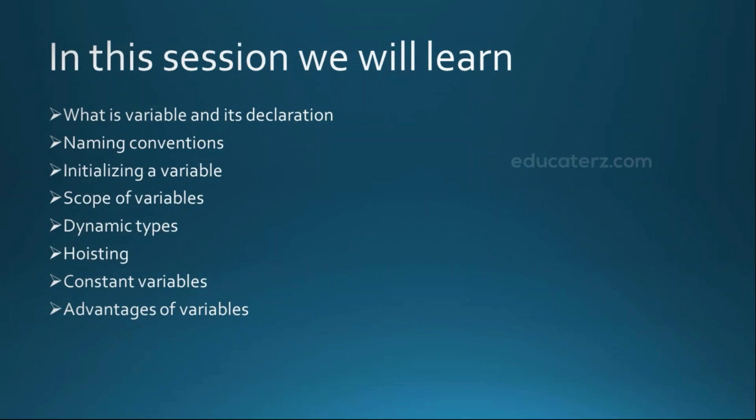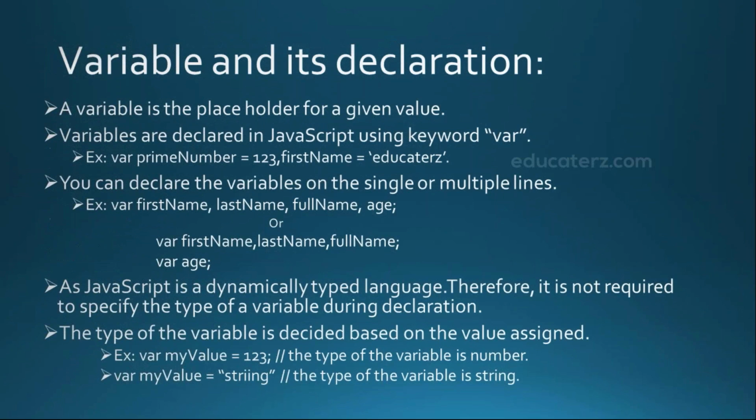So by the end of the session, you should be able to understand what a variable is and how to declare variables, what the naming conventions are that we need to follow, what the scope of those variables is, and the different things. So let's start with variable and its declaration.